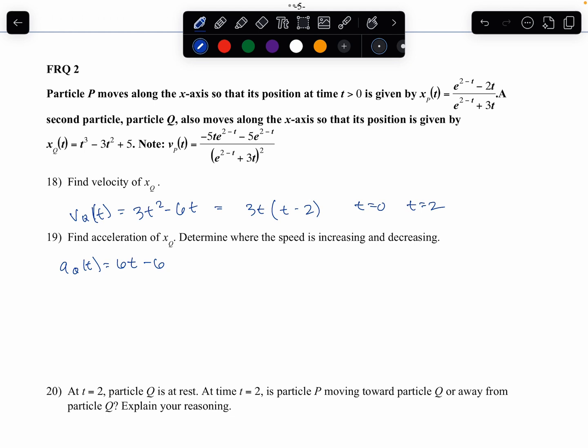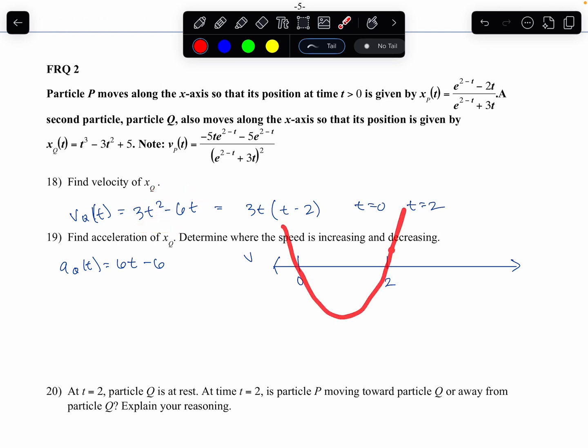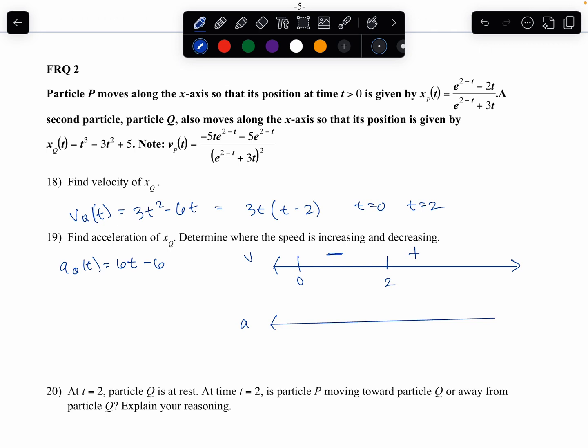So if I'm doing it by hand, I can think about it visually: at t equals 0 and at t equals 2, the graph is a positive parabola, so this is what v of t would look like. And again, I can see that velocity is negative here and positive here.